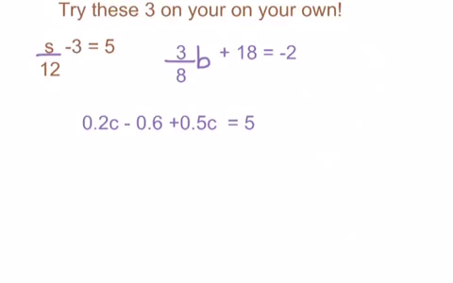Now I want you in your notebooks to try these 3 on your own. Then we'll check them tomorrow in class. We have s over 12 minus 3 equals 5. Then over here we have 3 over 8b plus 18 equals negative 2. Then down here, we're working with decimals. We have 0.2c minus 0.6 plus 0.5c equals 5. Remember, you want to combine like terms on the left, then on the right, then you get into solving the problem. All right, guys, good luck.